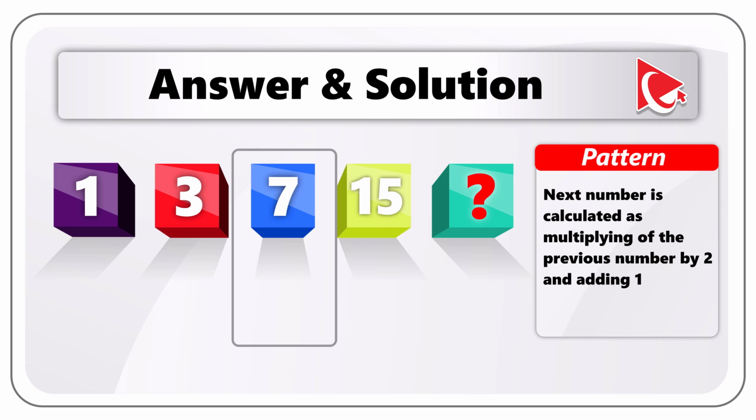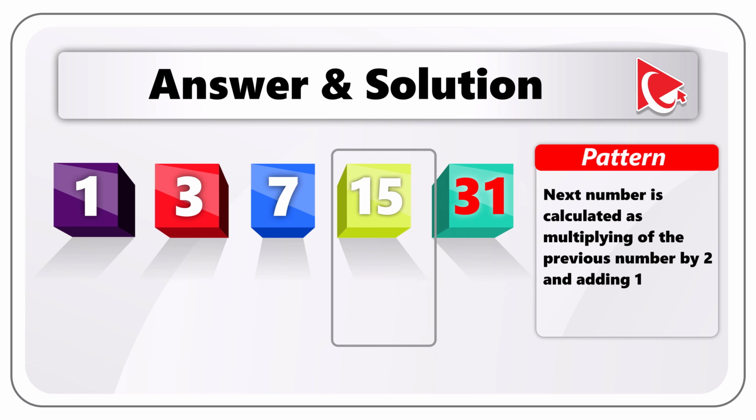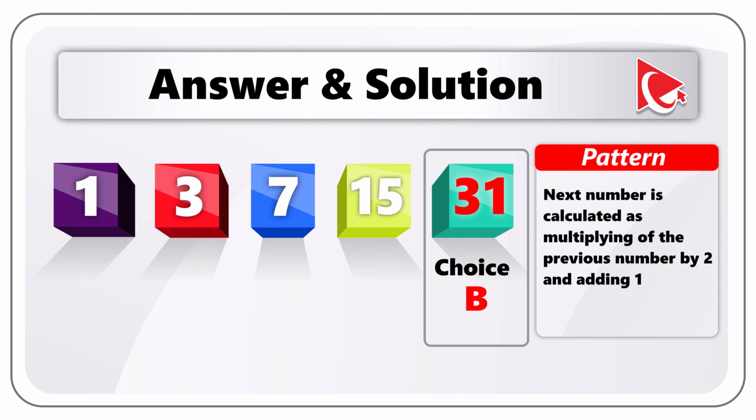So the missing number would be calculated as 15 multiplied by 2, which would be equal to 30, plus 1, which would be equal to 31. So the correct answer here is choice B, 31.